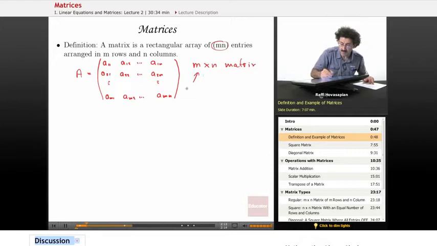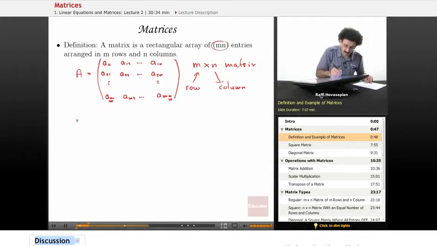This m is the rows, sorry. The rows always come first. This is the row, and the n is the column. So m rows, n columns, which is why this first subscript here is an m, and this second subscript here is an n. Okay?